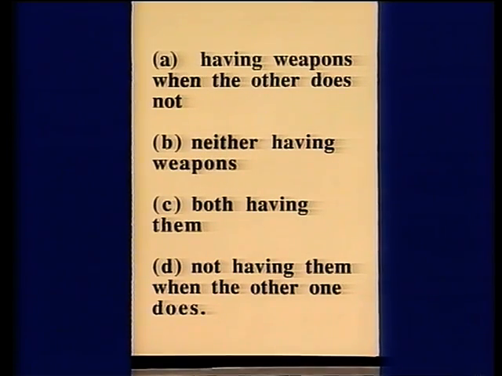Each country, and let's just assume there are 2 playing at the moment, has a choice of either keeping or disarming, and the preference table might be this. It's better to have weapons when the other person doesn't. That is preferable to neither having the weapons, which is preferable to both having them. It's a more unstable situation. And worst of all is having your opponent armed and you unarmed.